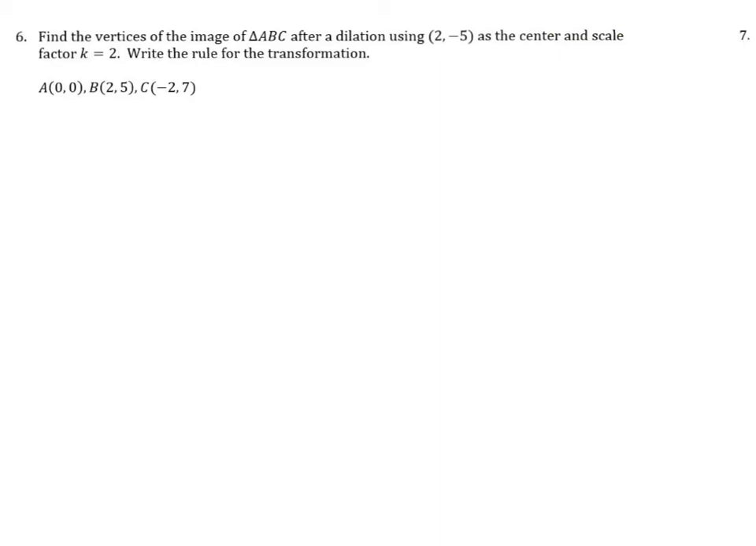For number 6, they don't give me any graph. I'm dealing with triangle ABC. What I'm trying to do is dilate it with the center at 2, -5. And once again, I want to figure out what is the rule for this transformation. So let's start off with a general point before I worry about A, B, and C. Now, if I want to dilate this by a scale factor of 2, first thing I need to do is get it centered at the origin.